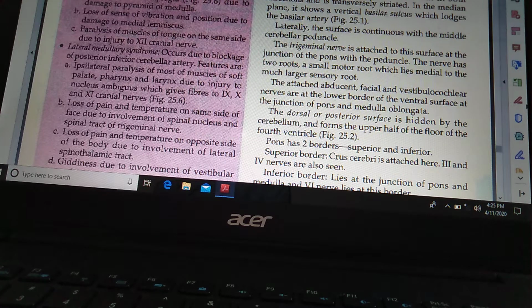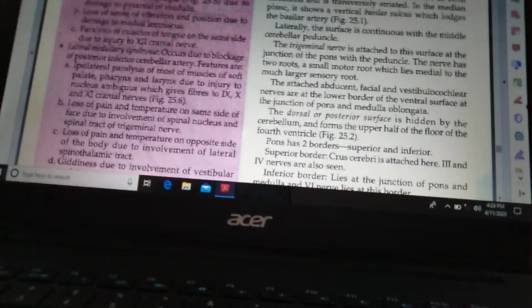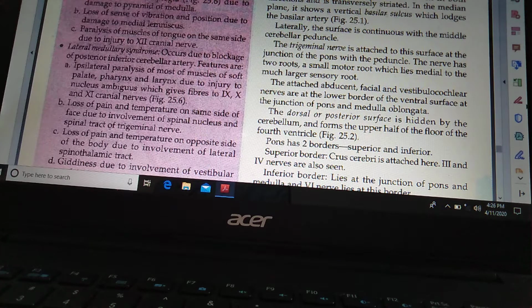We have already talked about this, that nucleus ambiguus is a very important nucleus that gives origin to the motor fibers of the cranial nerves 9th, 10th and 11th, and if they are damaged, it will result in disturbance of the motor function of the soft palate, pharynx and larynx. Loss of pain and temperature on the same side of the face due to involvement of the spinal nucleus and spinal tract of the trigeminal nerve. As we know, the trigeminal nerve is the sensory supply to the face, right? We have already learned this. So loss of pain and temperature sensation will occur here.